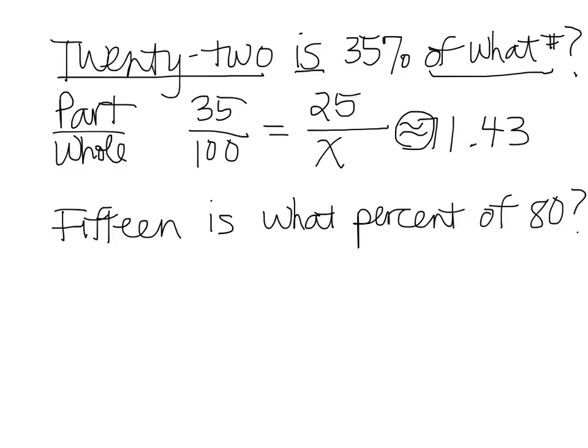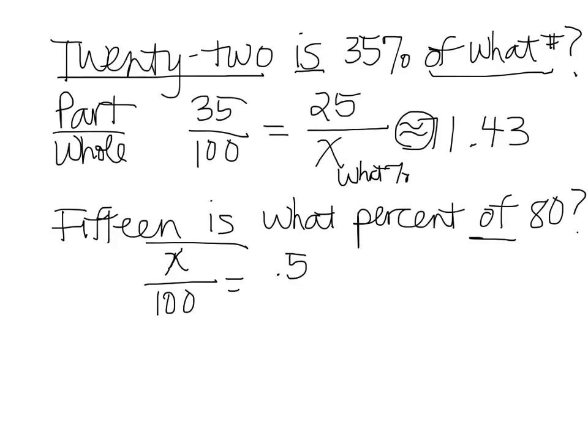Now we've got a different situation. We don't have a percent written with percent. It's what percent. So that's actually what we don't know. Some number out of 100 is the same as 15 out of 80. So in our calculators, we do it and we find out that it is exactly 18.75. And that is percent because it's out of 100.